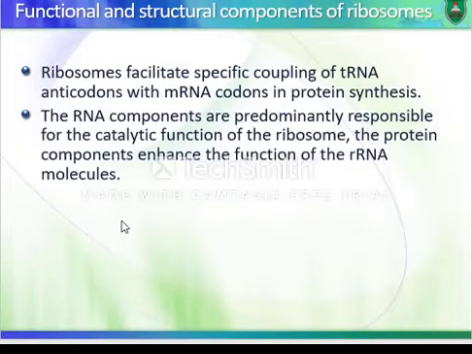Now, let us describe the general function and structural components of ribosomes. Generally, ribosomes facilitate the specific coupling of tRNA anticodons with the mRNA codons in protein synthesis. The RNA components are responsible for the catalytic function of the ribosome, and the protein components are responsible for enhancing the function of the ribosomal RNA molecules.